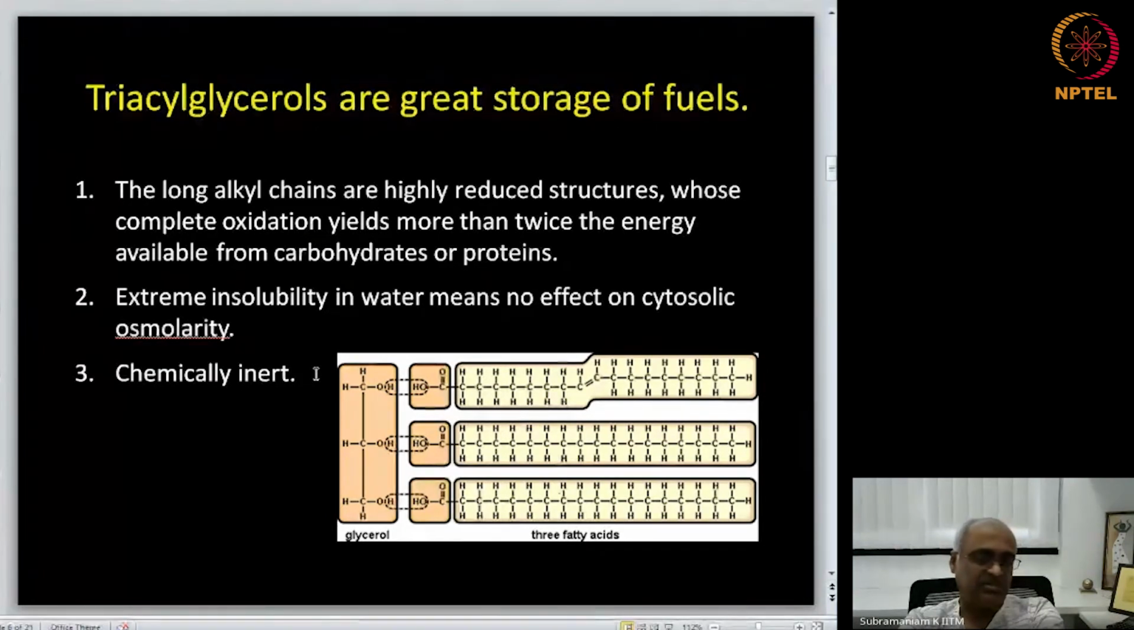They're not going to produce free radicals or destroy anything. They are going to just happily be there. So these are the three main aspects of triacylglycerol. One, they are highly reduced, therefore more energy per unit weight, and no contribution to osmolarity because they are not soluble in water, and they are chemically inert.